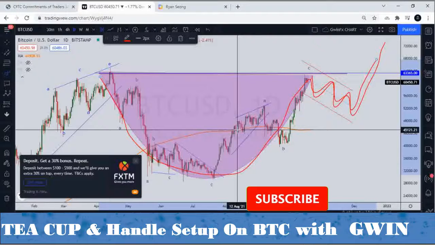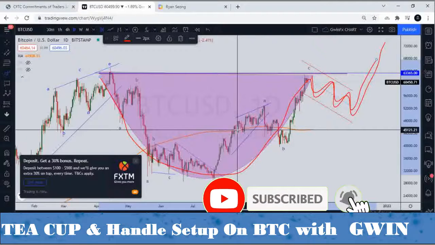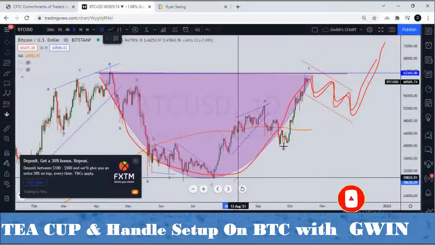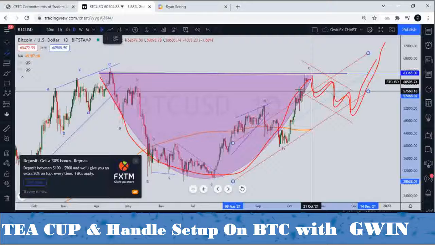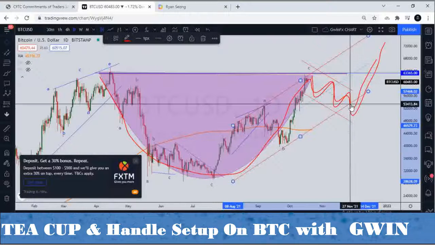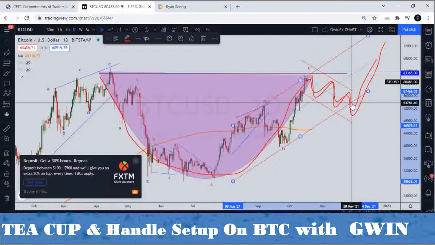That's what I think, and that's how I'm planning for BTC. You can also define that this channel we are currently in will play out nicely, and at that point we'll look to explode to the upside. That's what I think for BTC USD.